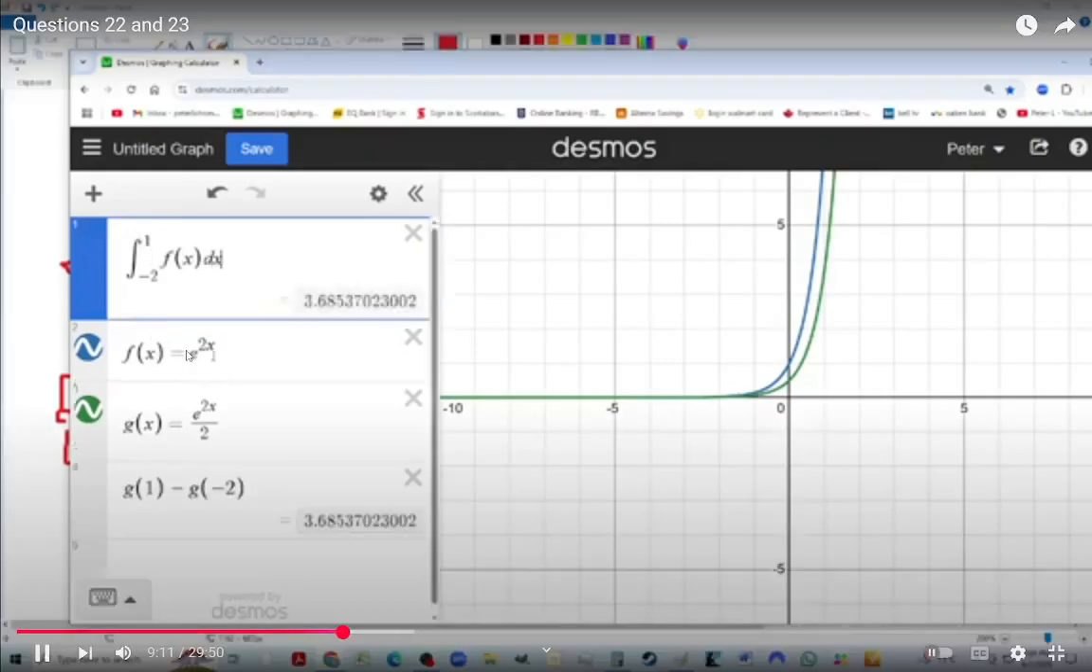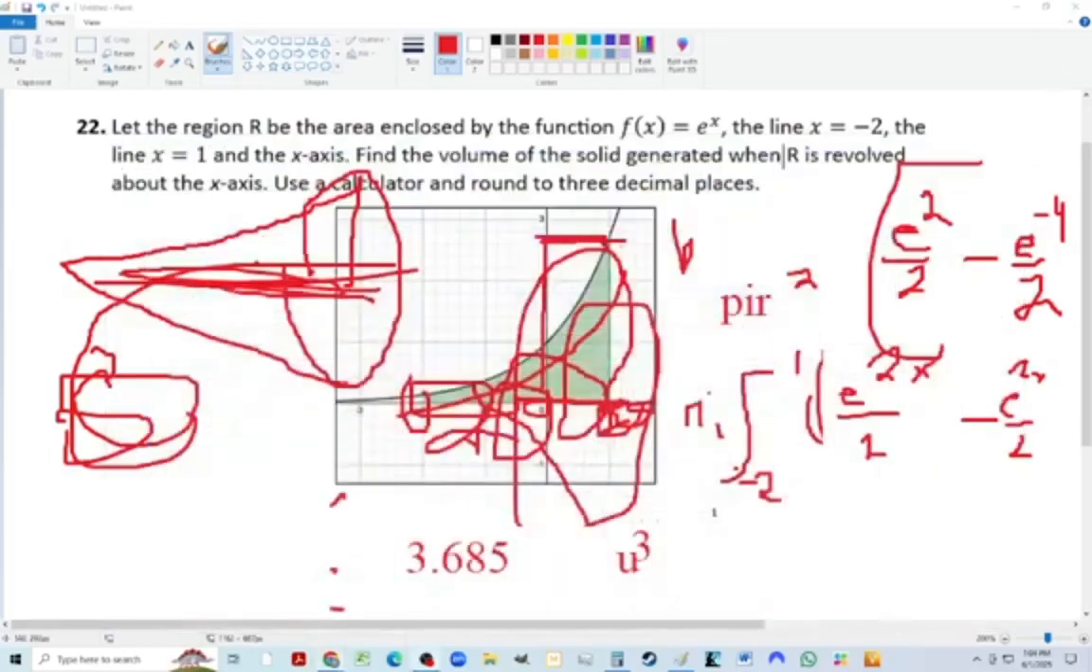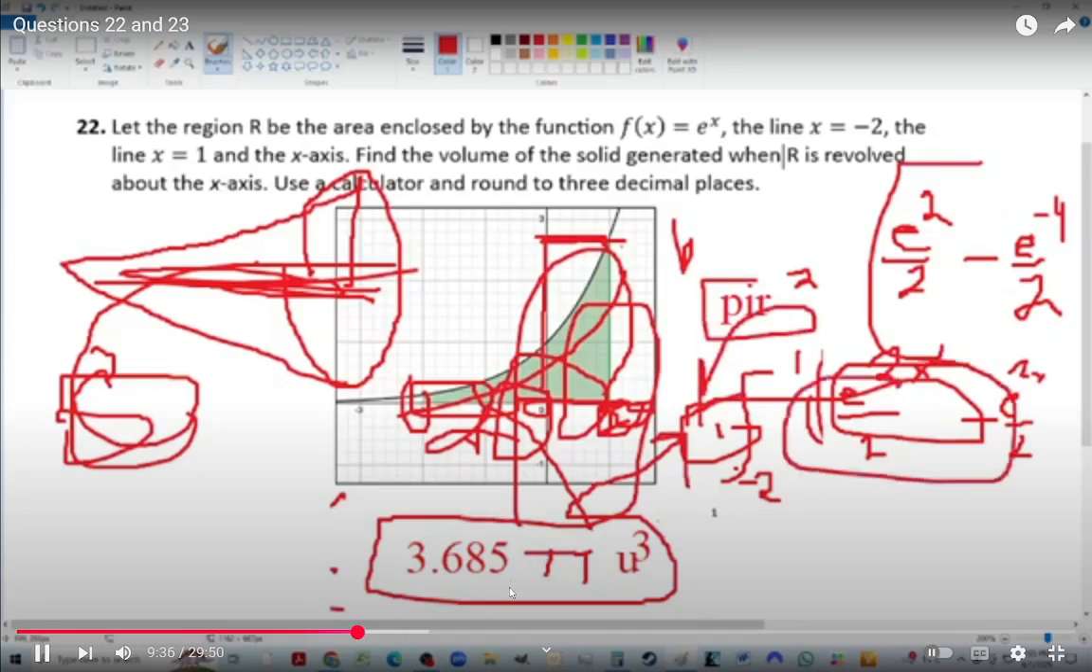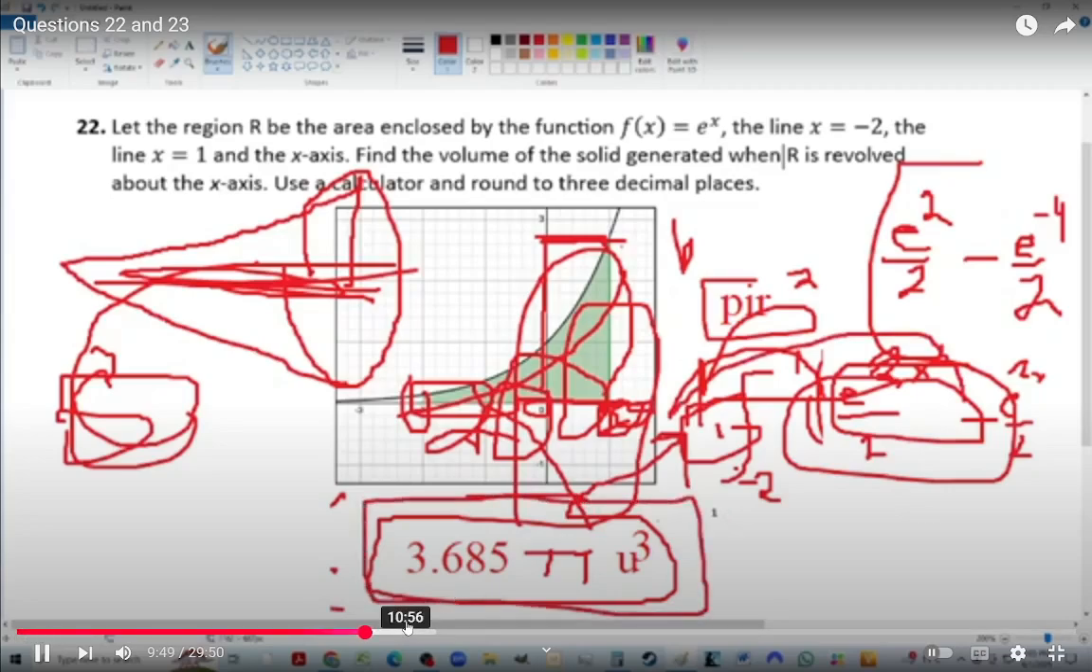I just make my function equal to e to the power of 2x. And you might wonder, that's the square. And I did indeed get the same answer. So I'll wait till it comes back. Ah, there's where I remember to put the pi in. And there. And my guess is your teacher wants you to multiply by pi and then round up.